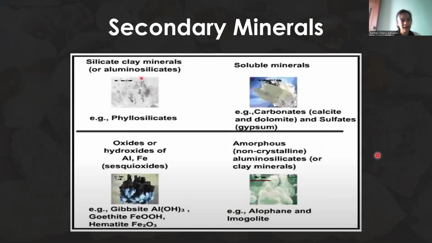Okay, next, amorphous. Okay? Pag sinabi nating amorphous, non-crystalline type siya ng secondary minerals. Okay? So, ibig sabihin, these are clay minerals na walang or halos walang well-defined crystal structure. Wala siyang crystal structure. Unlike kay dito, kila silicate, soluble minerals, and sesquioxides. So, ang example ng amorphous ay ito, allophane and imogolite.